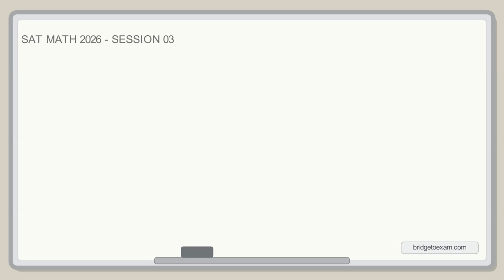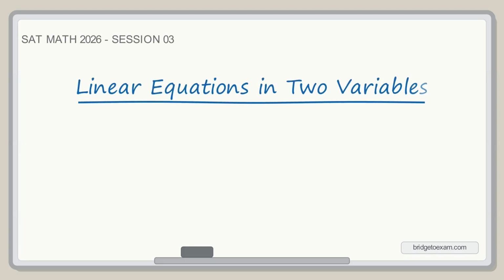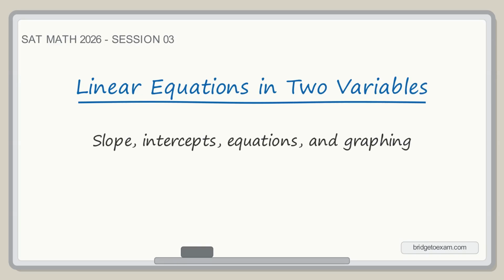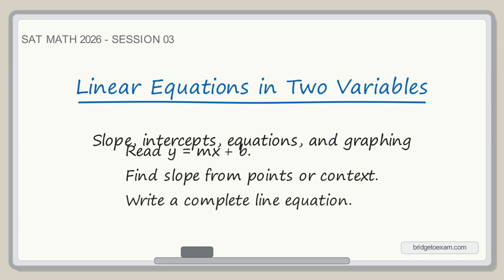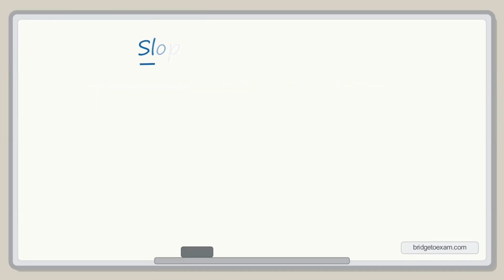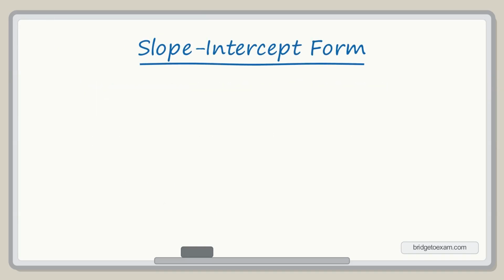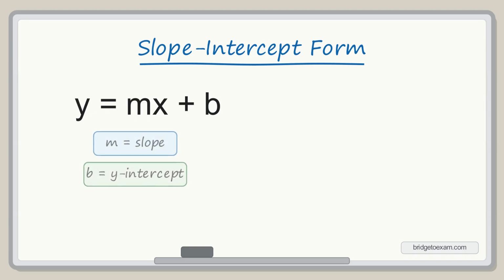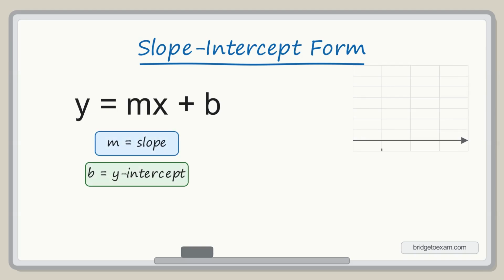Welcome to Session 3. Today, a linear equation becomes a graph. We will connect slope, intercepts, ordered pairs, and the equation of a line, so graphing supports the algebra instead of replacing it. The form y equals mx plus b is the fastest form to read. The coefficient m is the slope, or rate of change. The constant b is the y-intercept, the point where x equals 0.